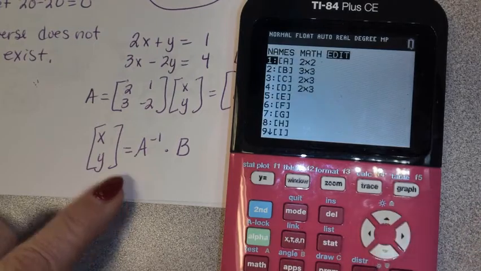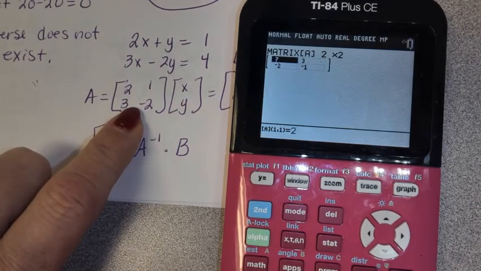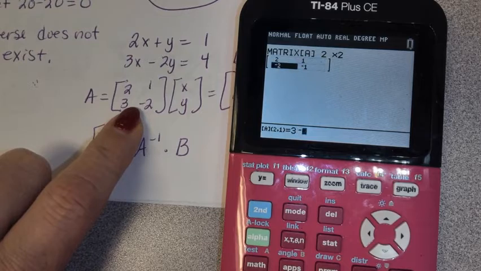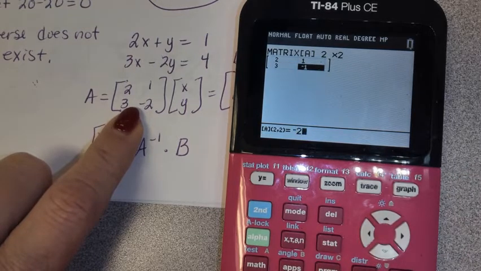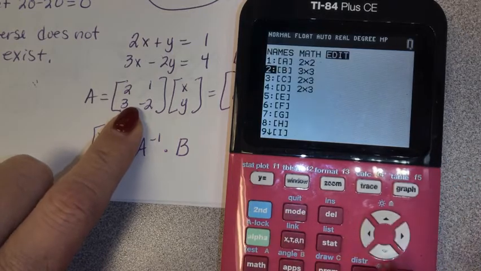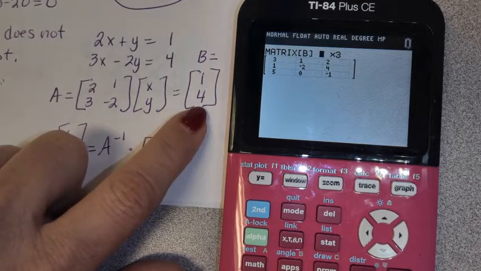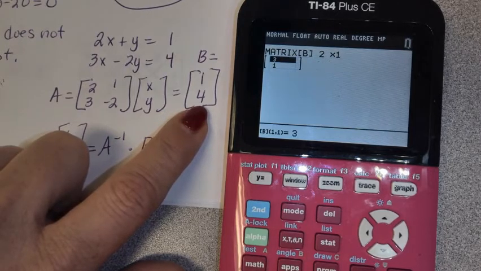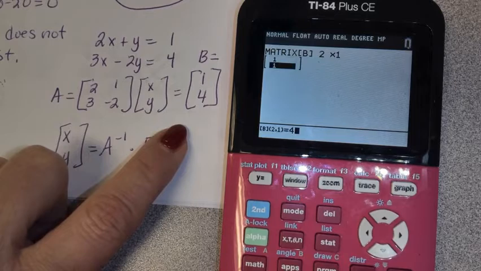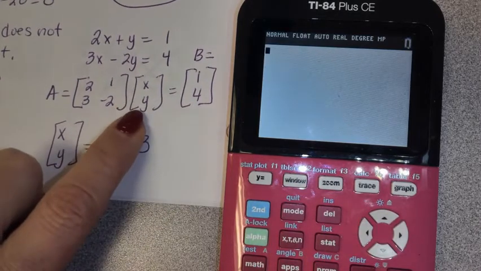And you learned how to solve systems in Algebra 1, and we've talked about it this year. So into matrix A, I'm going to put in the matrix 2, 1, 3, -2. I'm going to quit. And then into matrix B is going to be a 2 by 1 matrix, 2 rows, 1 column. So we'll have to put that in as a 2 by 1. And we've got our values of 1 and 4. And so now clear the screen out.